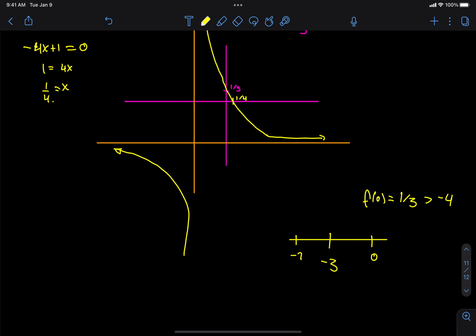You could pick something like -4. If you plug in -4, then you'll get some number down here. You'll see f of -4 is something which is less than -4. So you know that as you go out, you approach this asymptote from the bottom. Is that kind of what you're talking about?